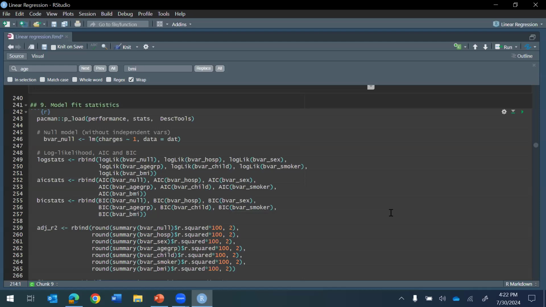So what we're going to do now is get the fit statistic by just looking at the bivariable models, because for correlation, you're not controlling for other variables. So we just look at the bivariable models and then try to answer the first question. We'll create a table that shows the different fit statistics for the models. We'll calculate the log likelihood value, row bind, and then calculate for each of the different models that we calculated: hospital, sex, age group, number of children, smoker, and BMI.